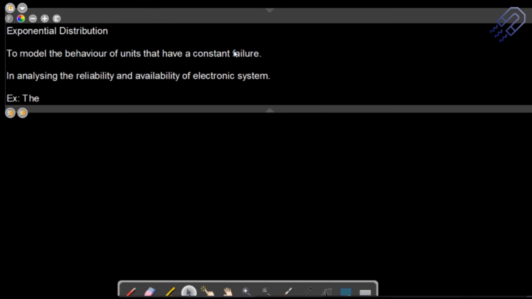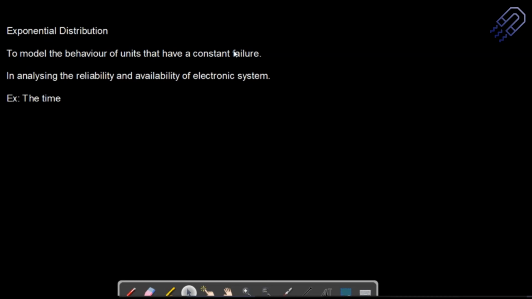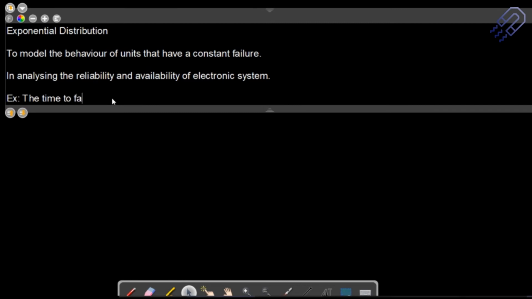So the examples might be the time to failure, let's say time to failure of an electronic component, okay, that might be one. The time for radioactive nuclear decay. So if you just remember your nuclear physics, radioactive decay, N is equal to N naught e to the power minus lambda t. That is actually nothing but an exponential distribution, okay. So that is a good example.